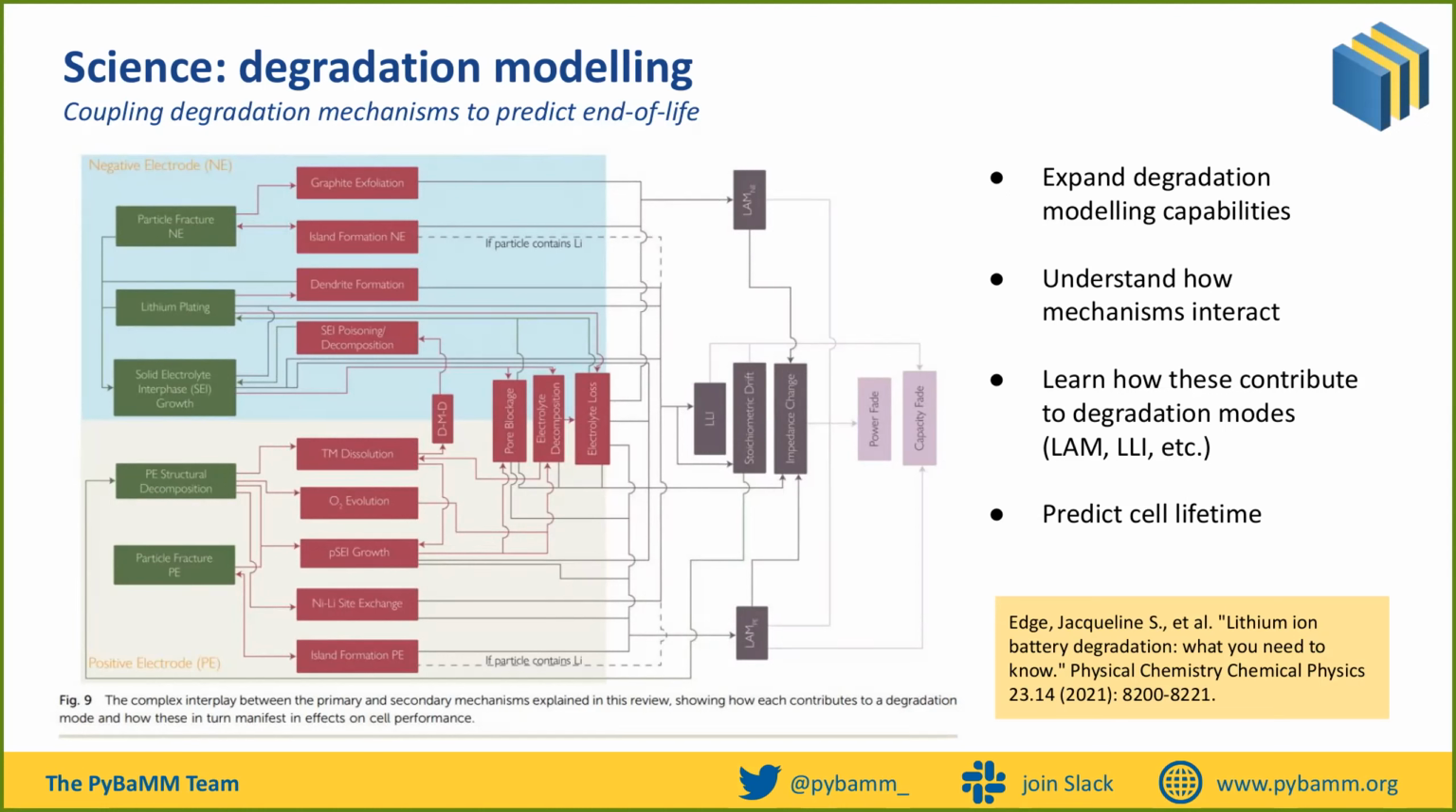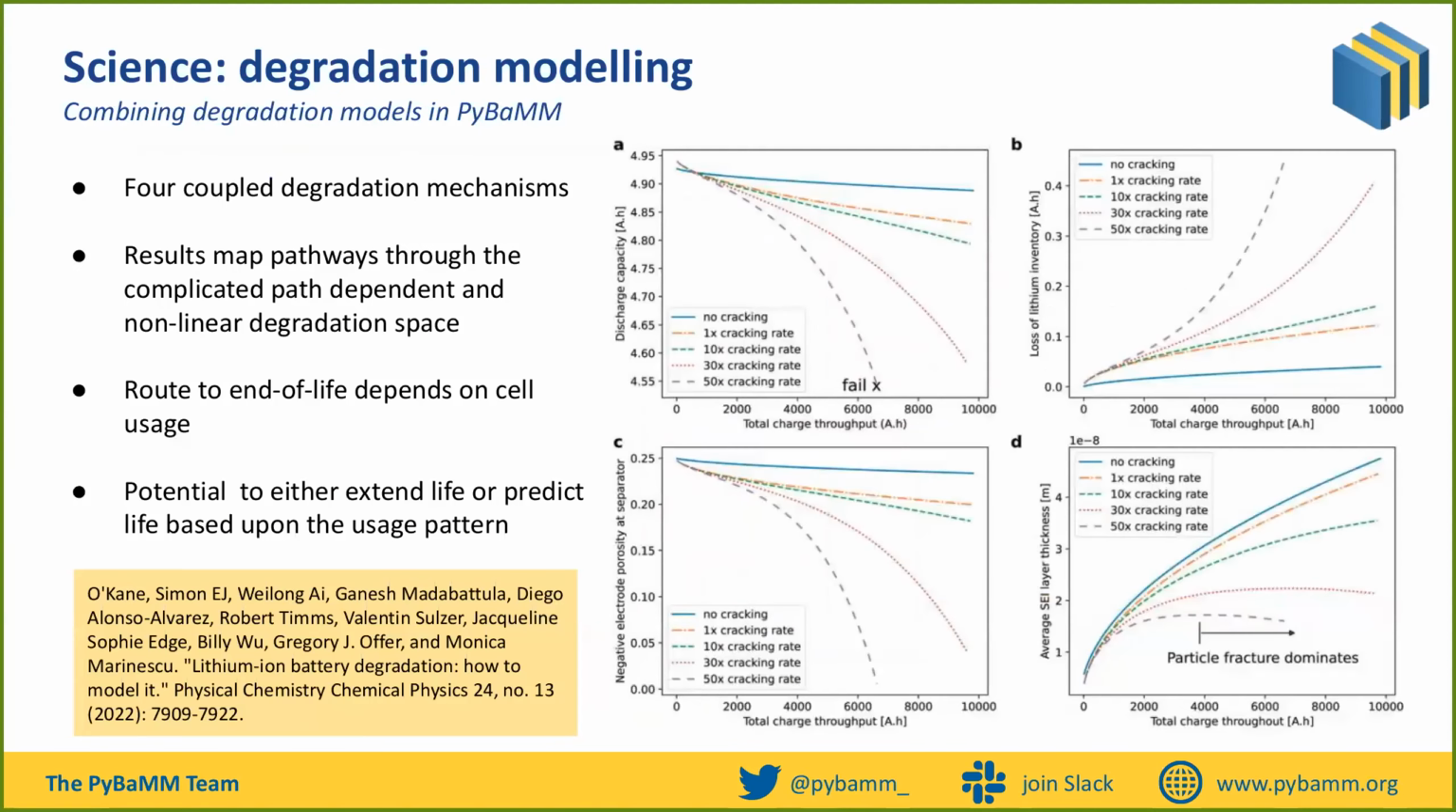And this is just one of the ways that this plug and play model framework gives you this flexibility to understand these different paths through degradation space. So yeah, this particular paper is led by Simon O'Kane at Imperial, and it coupled together different mechanisms and showed these different pathways were very complicated and depend on usage. And this has lots of potential useful outcomes for predicting lifetime, depending on how you're using your cell and trying to understand which degradation mechanisms might dominate in certain operating regimes.